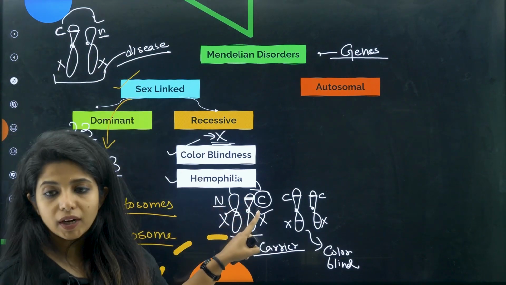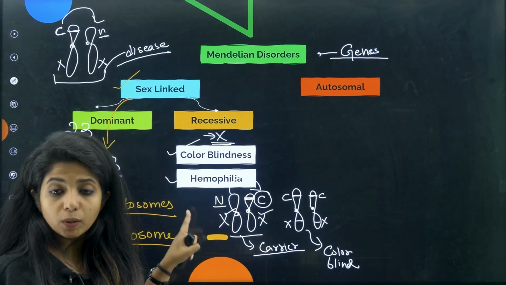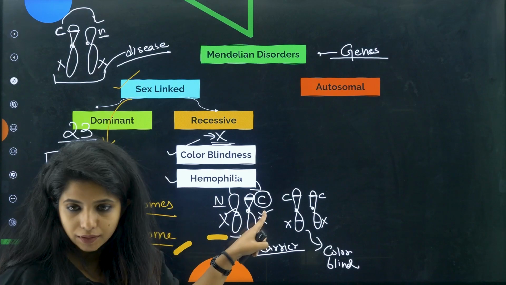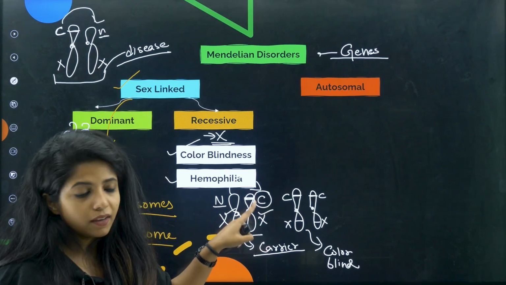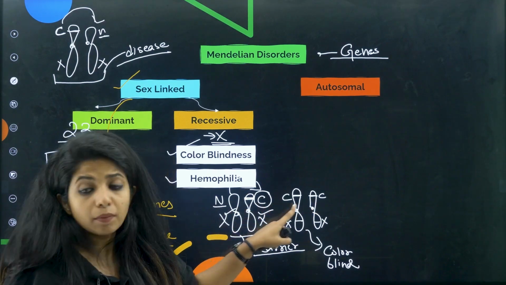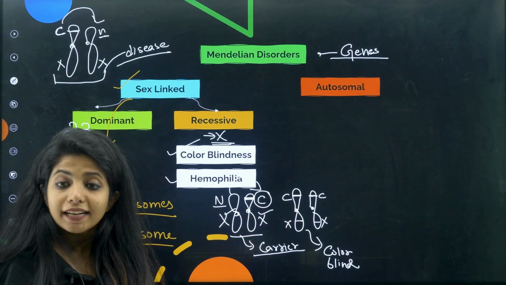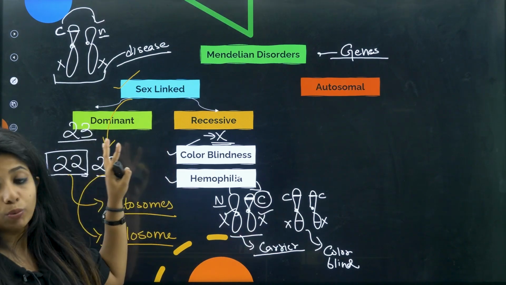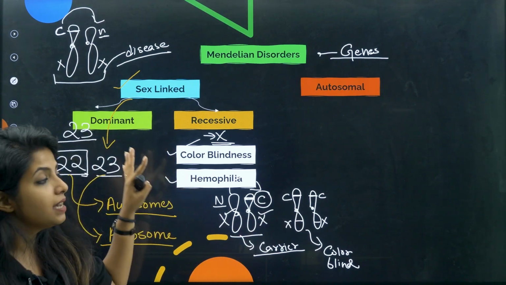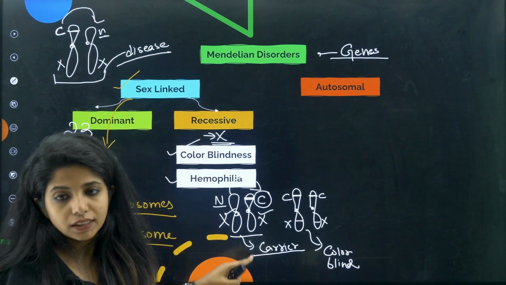Over here it was not like that. One was not enough, because the other one was normal and dominant over this. So this is a recessive one. Recessive ones show their character only when both of them are the same. So hemophilia as well as color blindness are sex-linked recessive diseases, children.